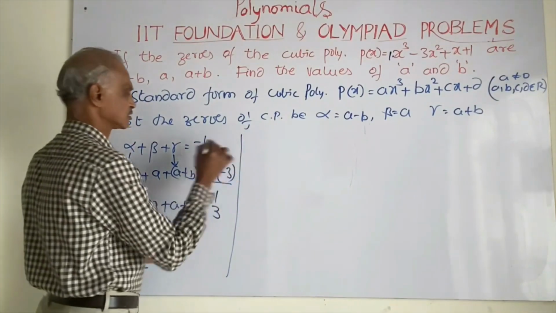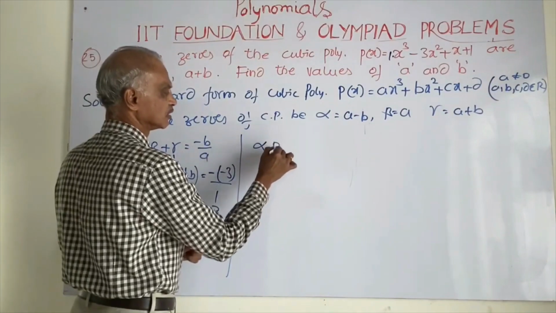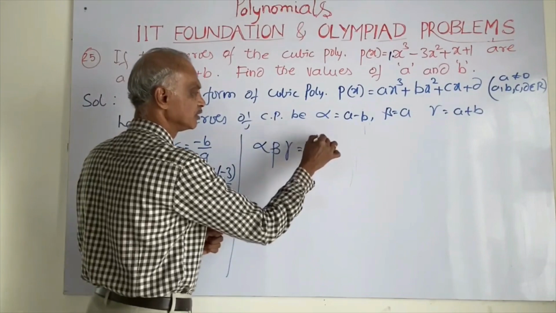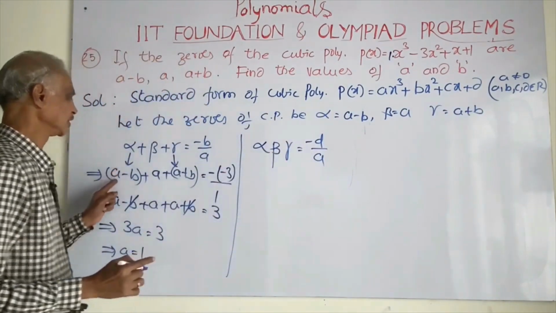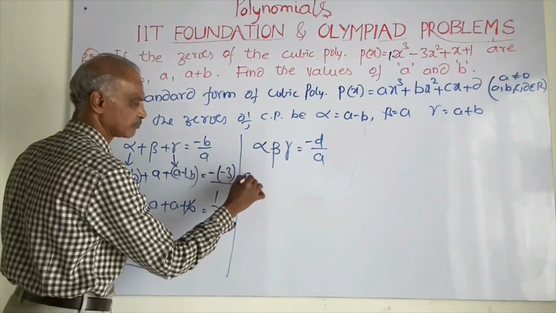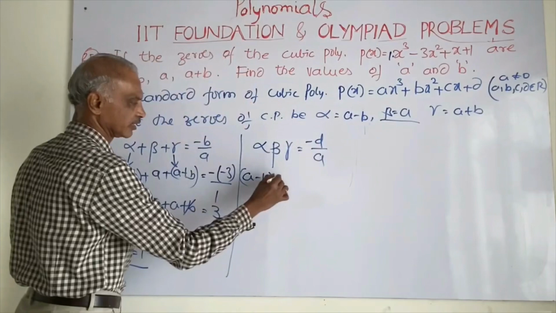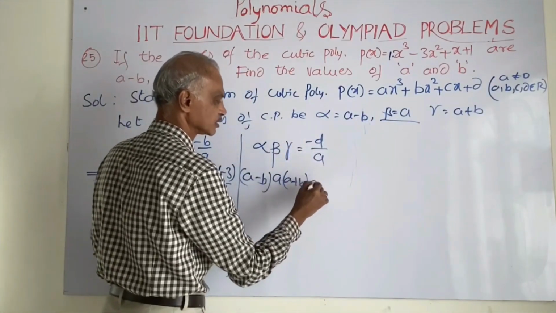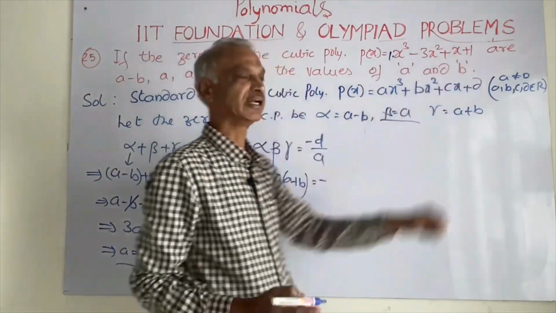What is the product? Sum of zeros is minus b by a, that is the formula. Product of zeros, alpha into beta into gamma. What is the formula you have? Minus d by a. See, what is alpha here? a minus b. a minus b into, what is beta here? a. What is gamma here? a plus b is equal to minus, what is d here? d is 1.